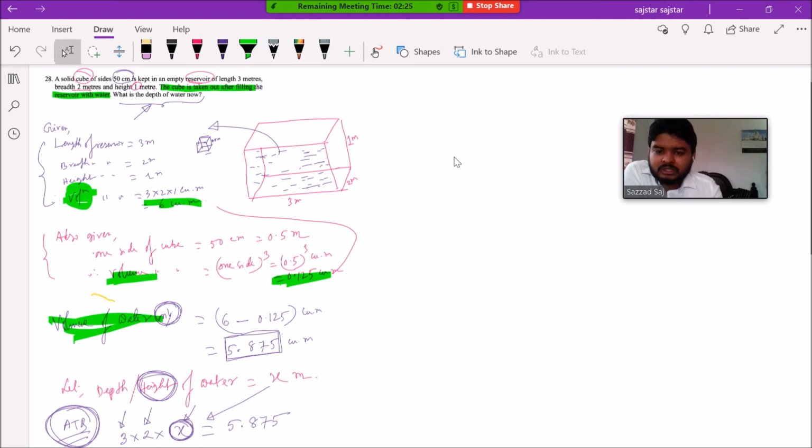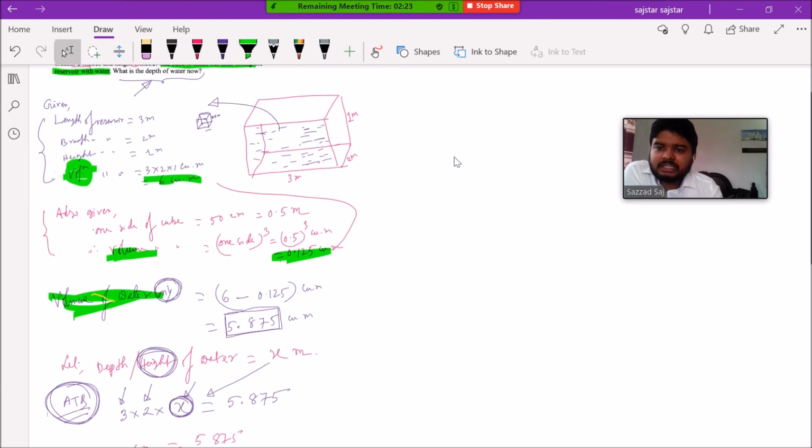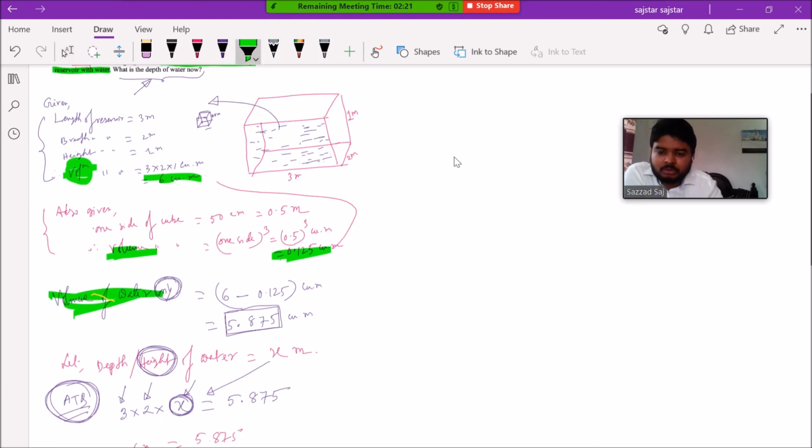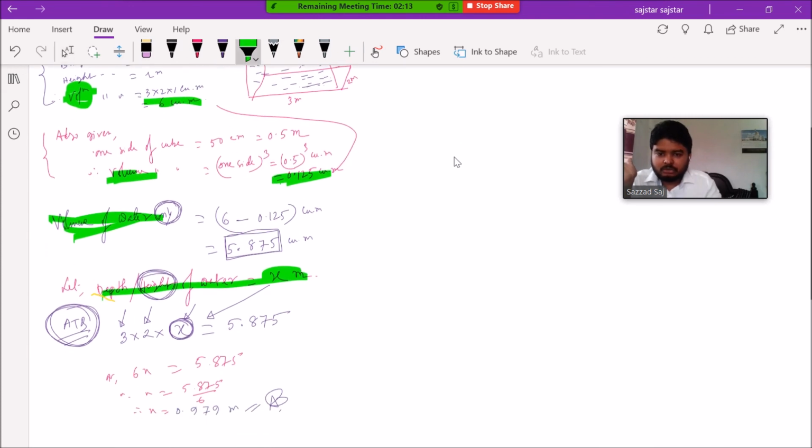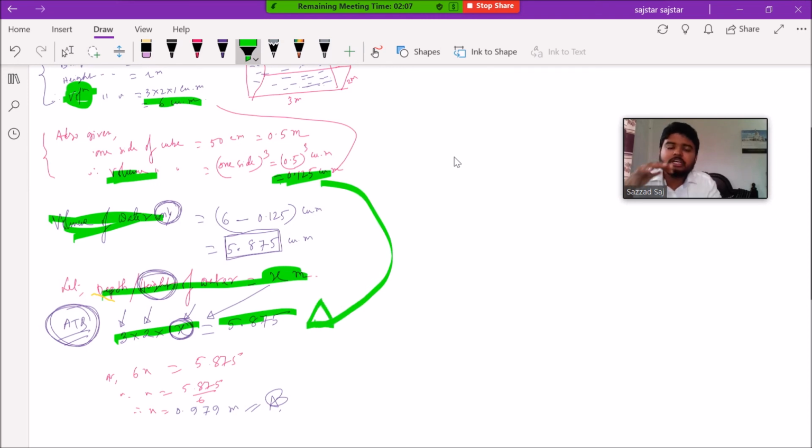Next, the question says find out the depth or height of the water, but we don't know what the actual height is. That's why we say it is x. Then the final point, according to the question, length into breadth into height is the volume, and we have got this volume earlier. By solving, we have got the value of x, which is the depth of the water, and that is the answer.